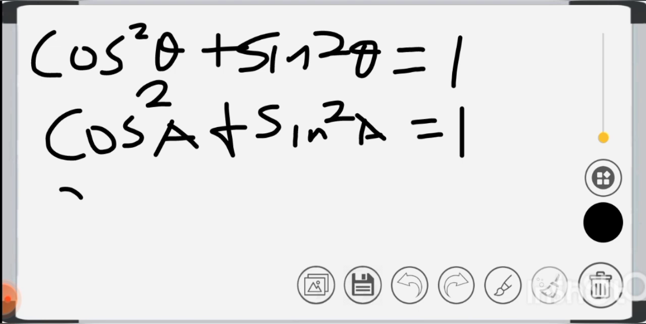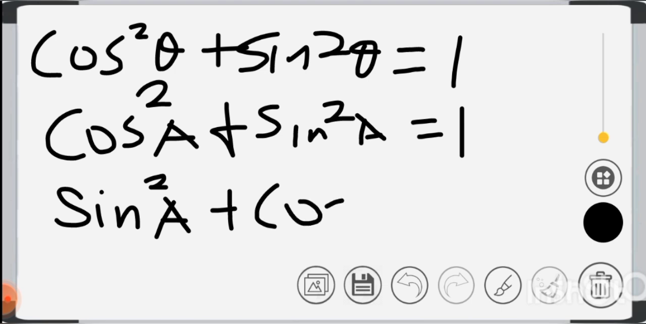Even if it's sine square a plus cos square a, addition is commutative, it will still be 1. So please take note of that. It's very, very important.